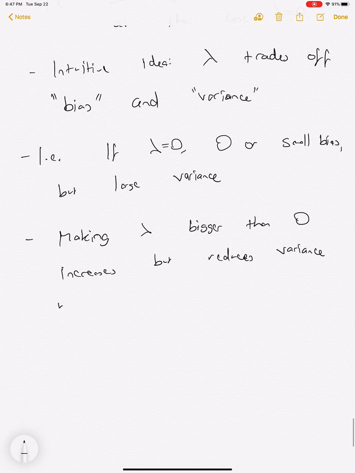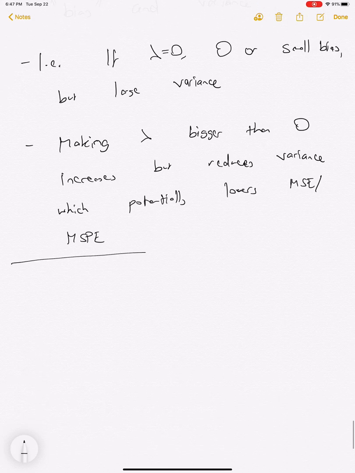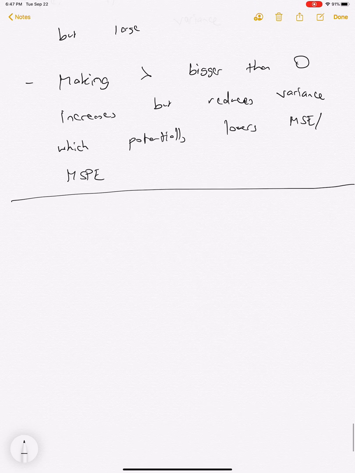Which potentially lowers the MSE or MSP. Okay, so we're going to focus on two concrete regularization terms.